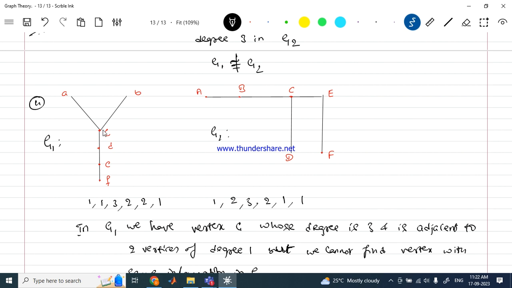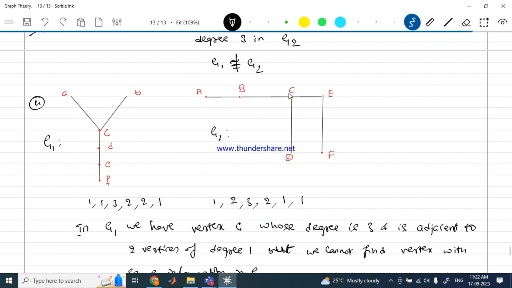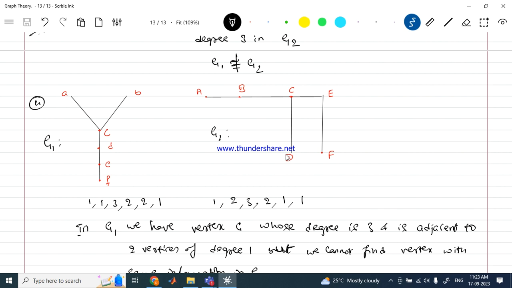This is one vertex with degree 3. Here C is the only vertex with degree 3. This is adjacent to two vertices of degree 1, whereas this is adjacent to only one vertex of degree 1. And this is adjacent to two vertices of degree 2, whereas this is adjacent to only one vertex of degree 2. Okay, so like this you can give your own reasons. Though the degree sequence is matched, it's not enough. You should keep that in mind.